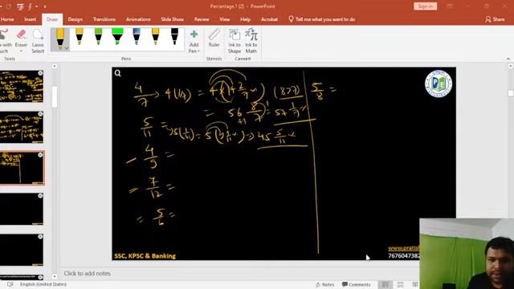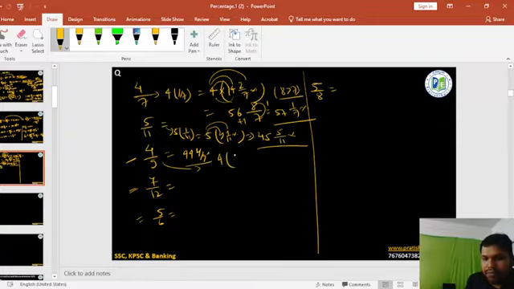Next question, you see that here. 4 by 9 is 44, that is 4 by 9%. Correct? So I'll write it down: 4 into 1 by 9. 1 by 9 is 11, that is 1 by 9%. Now multiply 4 and 11. 11 fours are 44, so 44 and 4 by 9%.